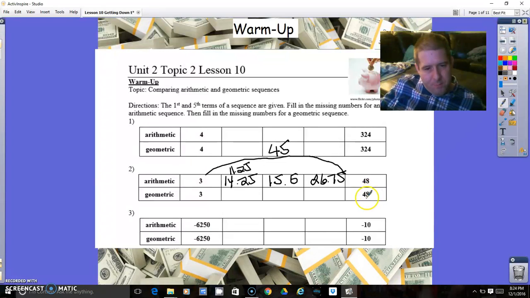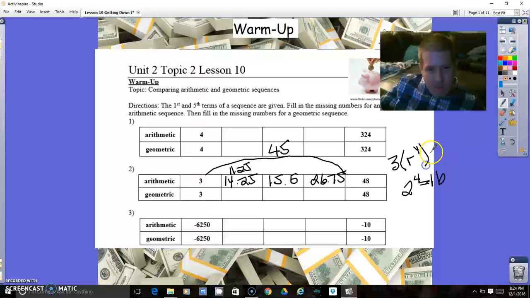All right, so this one, 48 divided by 3 is going to give you 16. And 2 to the 4th power equals 16. If you want to solve it like an equation, that would be 3 times the rate to the 4th power equals 48. And if you solve that equation, you end up getting 2 as your answer. So this is 6, this is 12, this is 24.